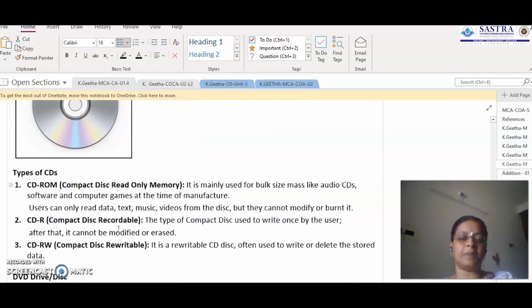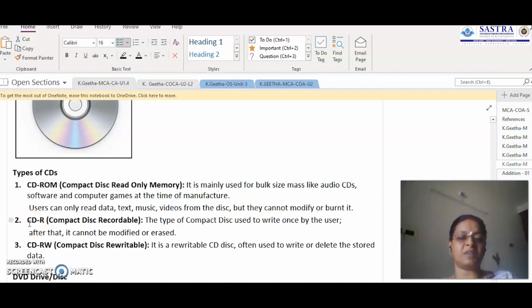Then coming to the types of CD, it can be CD-ROM, which is otherwise referred to as compact disc read-only memory. As the name implies, these CDs can be used only to read the content from the memory, and we cannot write anything into that memory. And we have CD-R, compact disc recordable. As the name implies, it permits us to record. So blank CDs are available under this option.